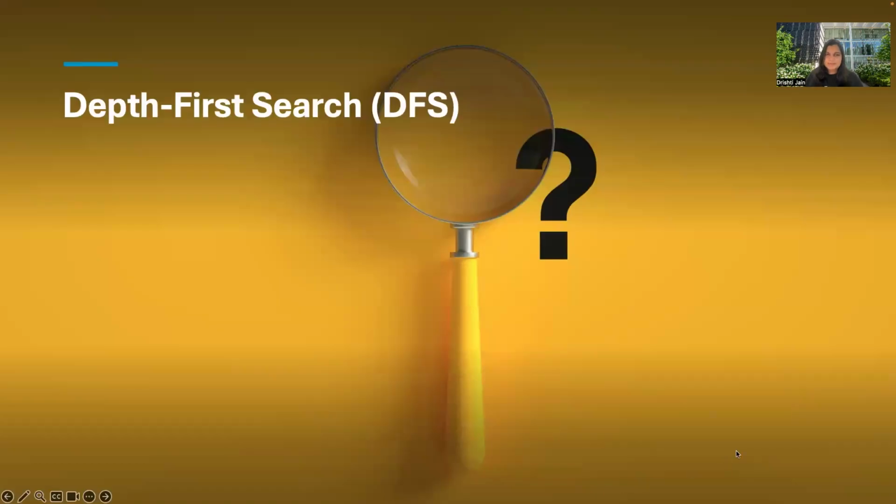The next topic is depth first search. Depth first search is another graph traversal algorithm. So let's look into it.